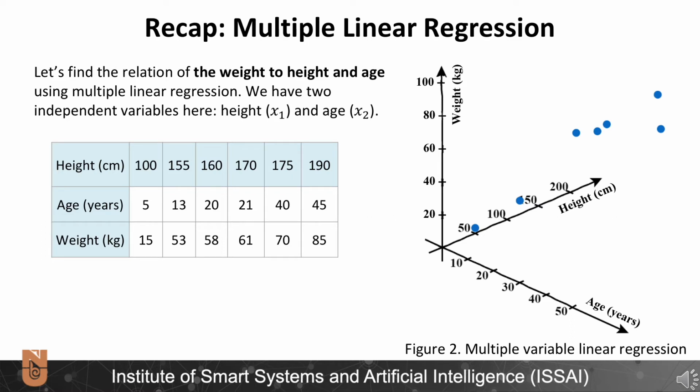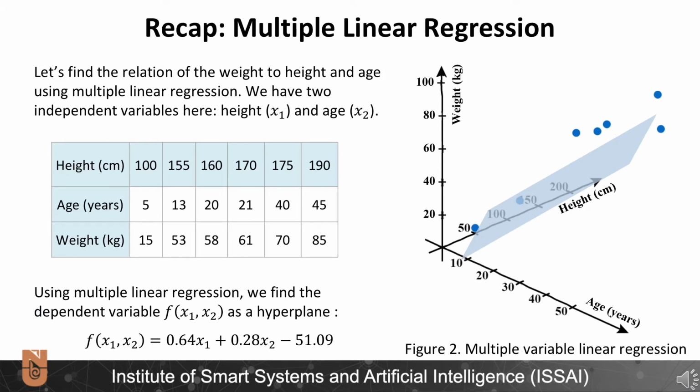Let's find the relation of the weight to height and age using multiple linear regression. We have two independent variables here, height x1 and age x2. Given data points are shown in Figure 2. Using multiple linear regression, we find the dependent variable as a hyperplane. So f of x1 and x2 is equal to 0.64x1 plus 0.28x2 minus 51.09. The hyperplane is shown in Figure 2.